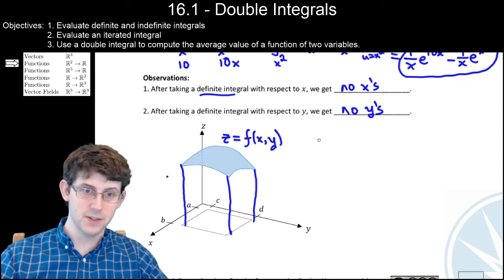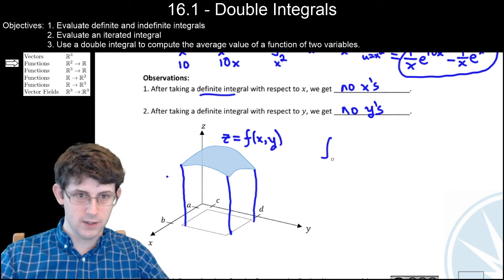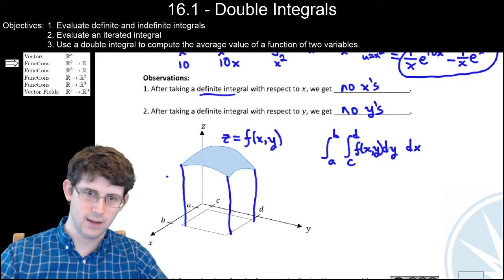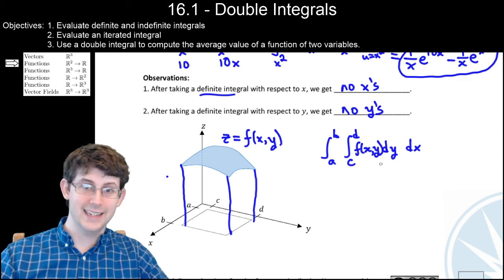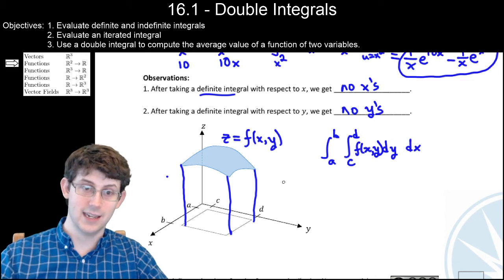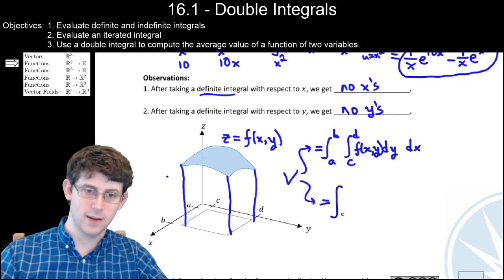So what you'll be able to do is you can do it in either order. You can do the integral from a to b dx on the outside, and the integral from c to d with respect to y on the inside. This inner integral integrates out the y's, so the y's will be gone, and this outer integral integrates out the x's, so the x's will be gone, and you'll get a scalar at the end. So V, this volume underneath here, can be done this way, or it can be done the other way, as long as we're careful about the order.